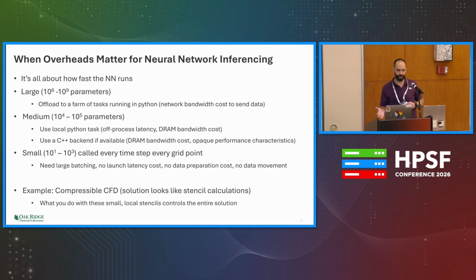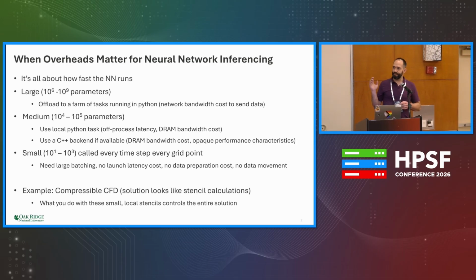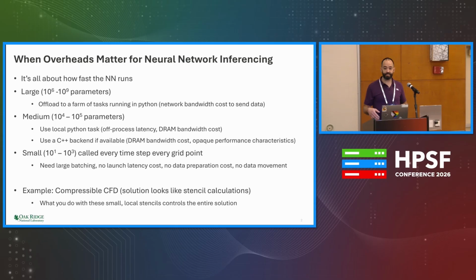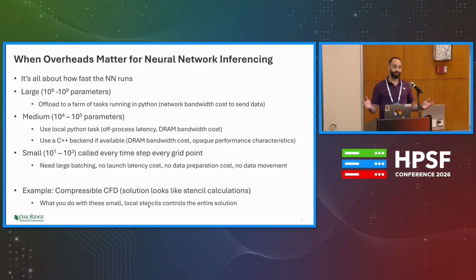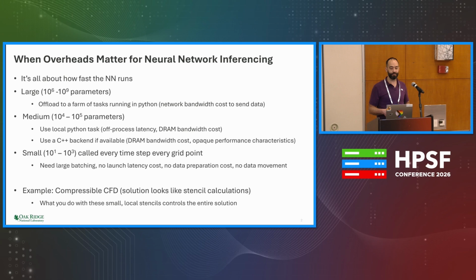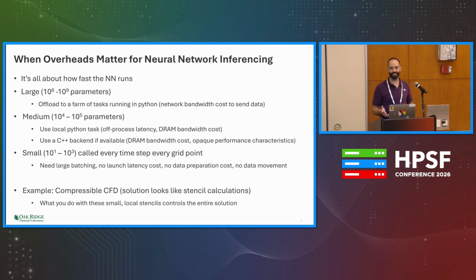The example that I want to show is if you have a finite volume method that's time explicit, doesn't require any global linear solves. Everything in the entire simulation really depends on what you do on these small little stencils of order 5 to 10 cells. So if you wanted to deploy a neural network there, where it's going to be done every grid point, every time step, possibly trillions of times throughout the simulation, then overheads really matter, and how do we reduce those as much as possible?